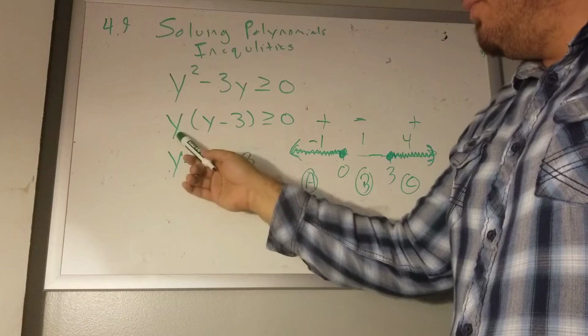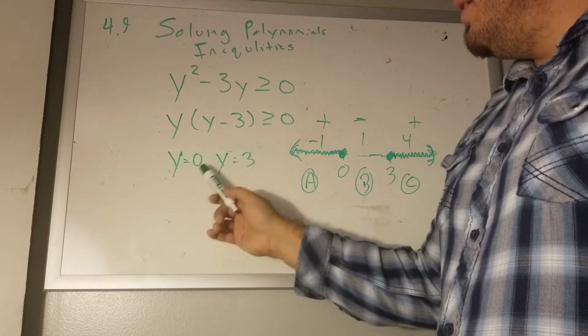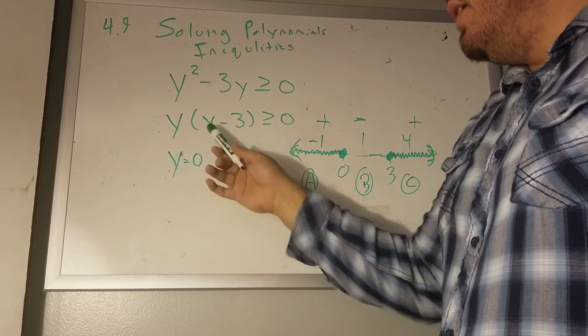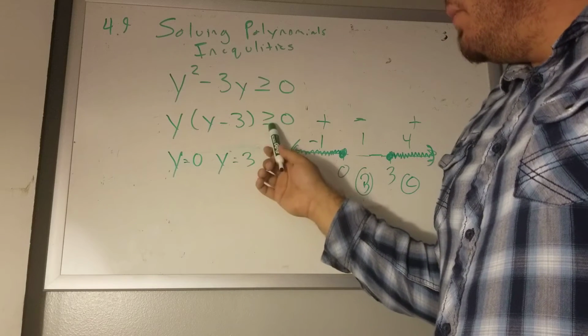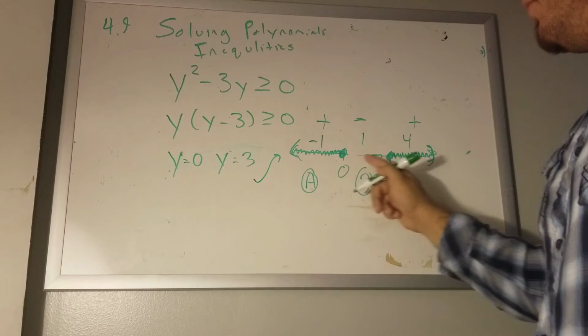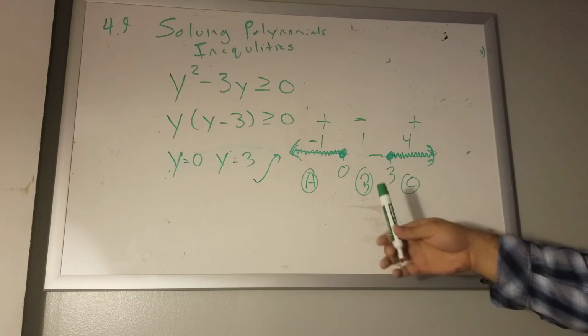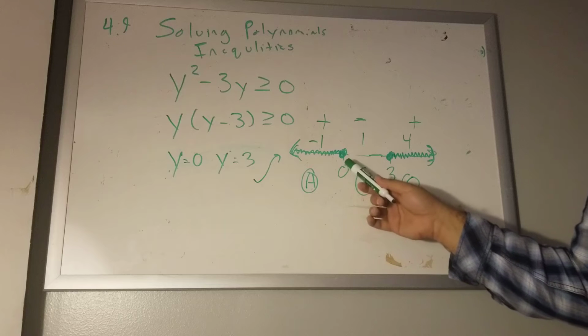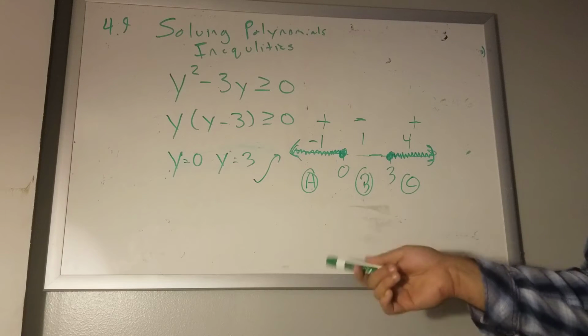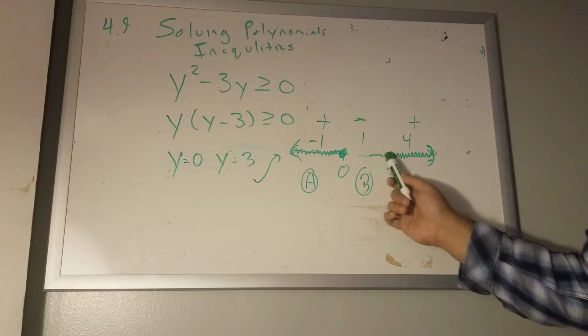So I would factor out a y here, and then here and here, I would just make this 0 and 3. So that's pretty easy. This is a simple question. But when you have an inequality, you have to take an extra step. And we're going to go to this number line. So let me talk about what's happening in this number line. From here, we have 0 and 3 being our root points, okay? So 0 and 3 are our roots here.